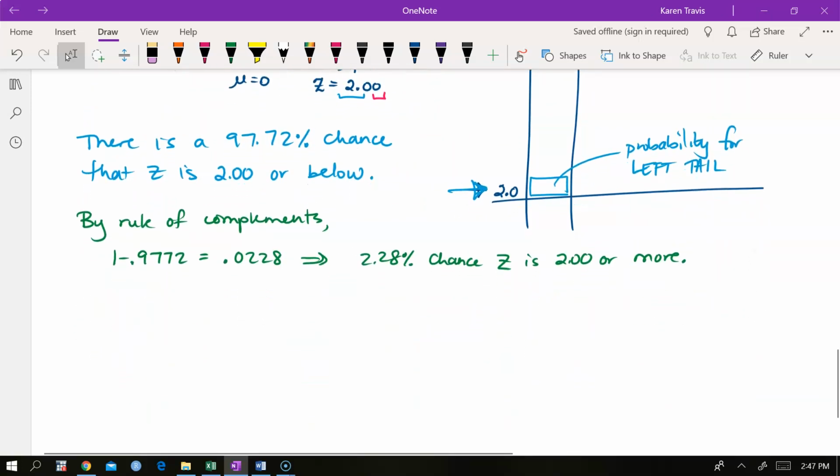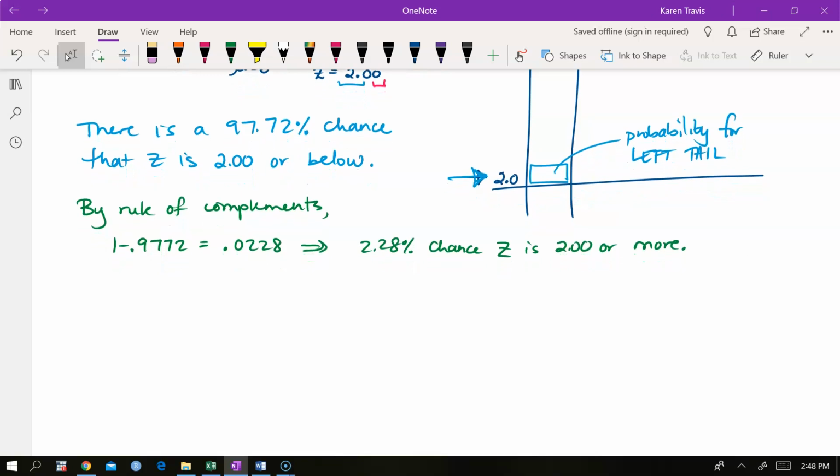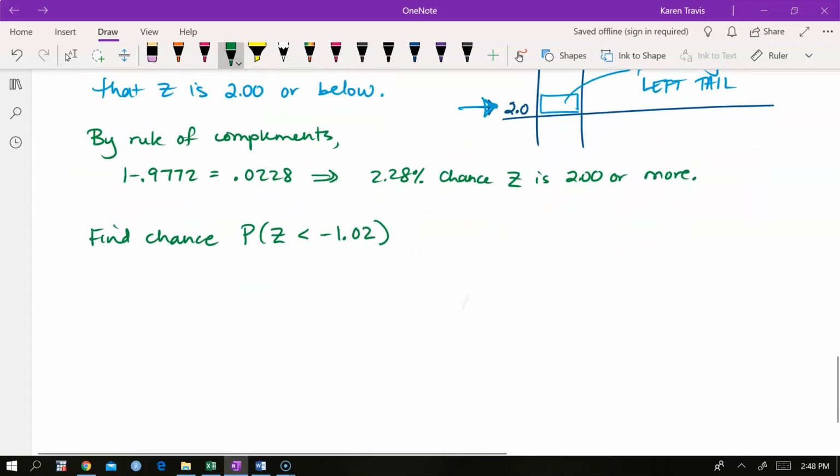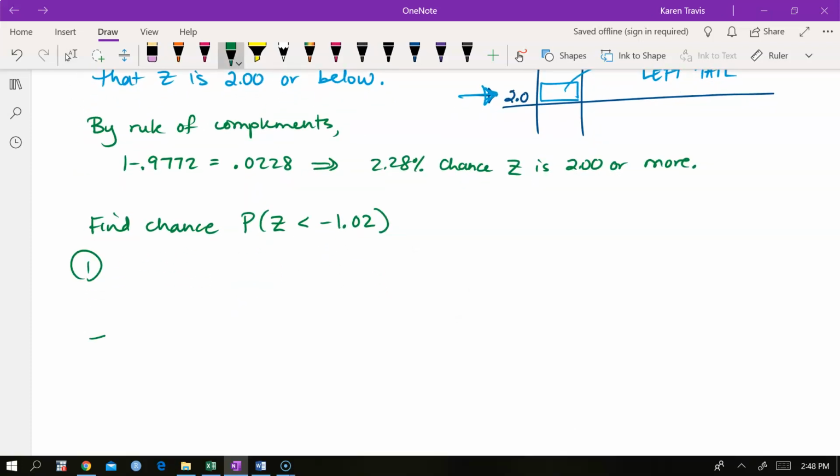Okay, so let's look at just another one. We're just practicing with the table. Let's find the chance that Z is smaller than negative 1.02. My practice is I usually always draw the picture. The reason I do that is, as we just saw, it's like showing your work, and whether you're finding the left or the right tail can make all the difference in how the problem works out.